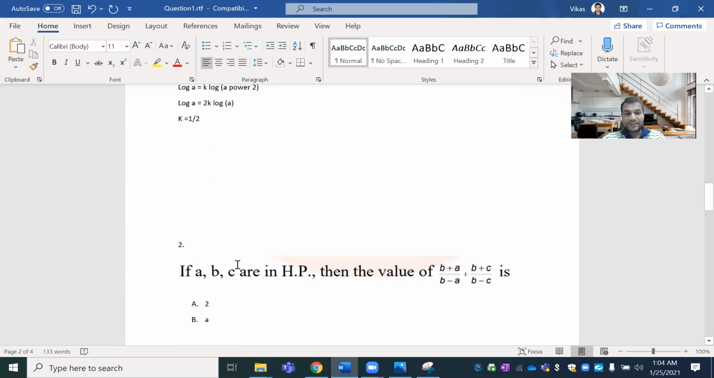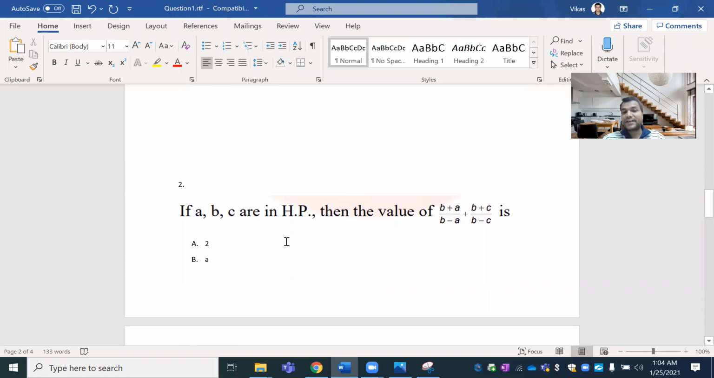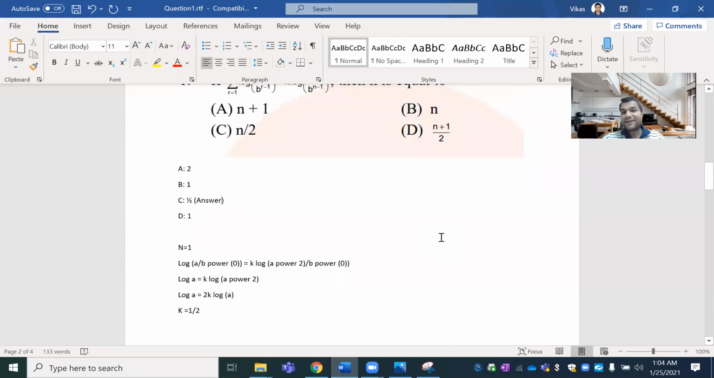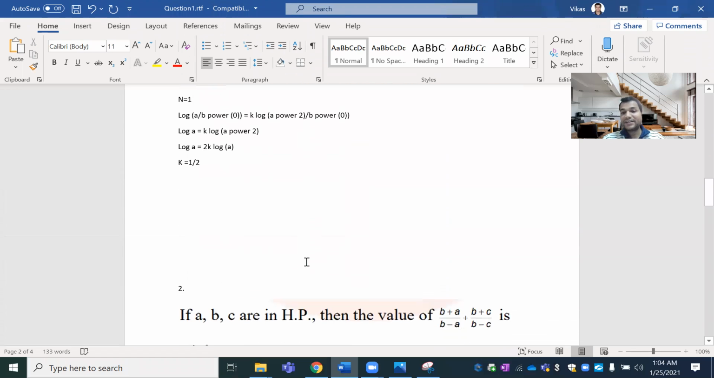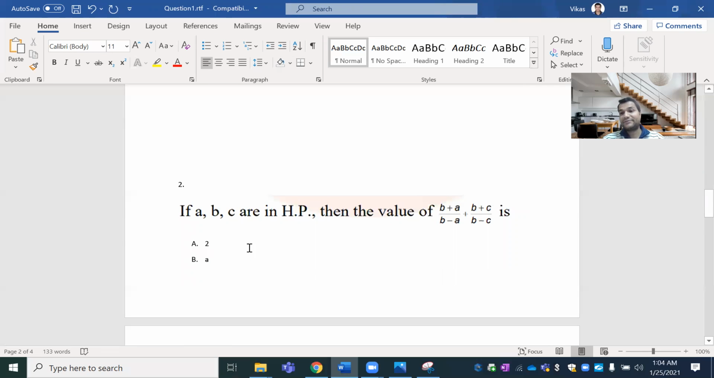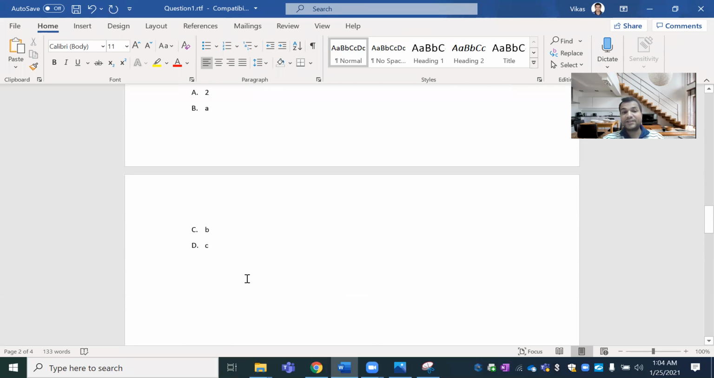Now go to the second question. Here a, b, c are in HP, and then the value of b plus a, b minus a. Here we just had n, the one variable, right? Here we have a lot of variables. So there are 3 variables which are in HP. So let's take an example. Let's take 1/2, 1/3, and 1/4, right? These are the HP list which you can see. So what does it mean? It is increasing by 1 as a difference in the denominator, right?